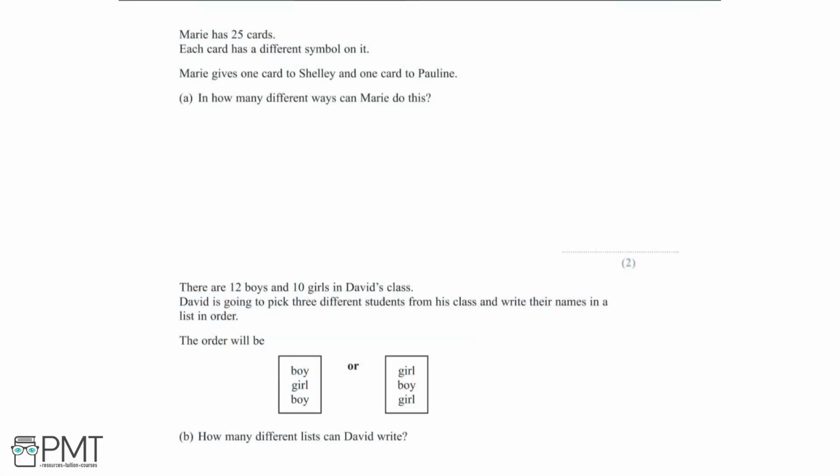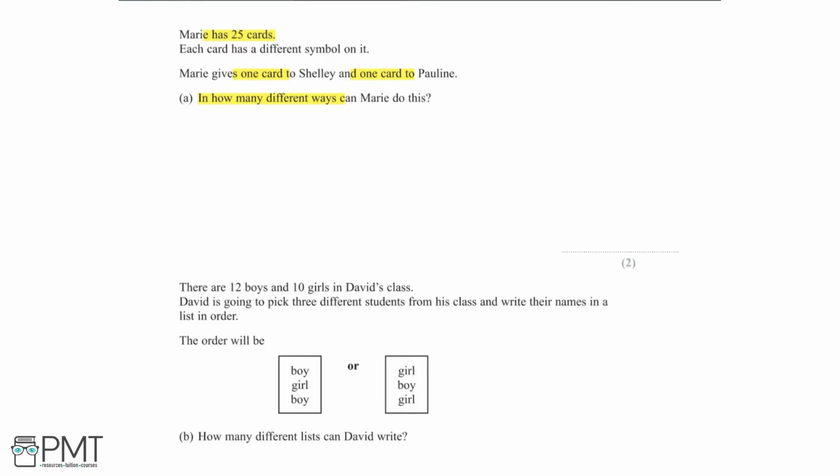In this question, we're told that Marie has 25 cards. Each card has a different symbol on it. Marie gives 1 card to Shelley and 1 card to Pauline, and we're asked to find out how many different ways Marie can do this.